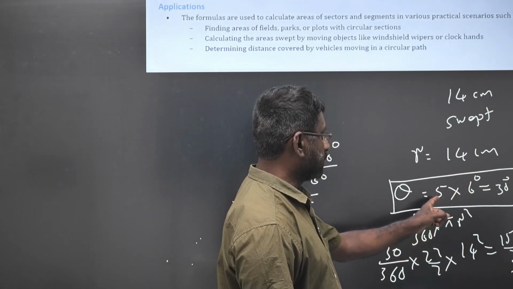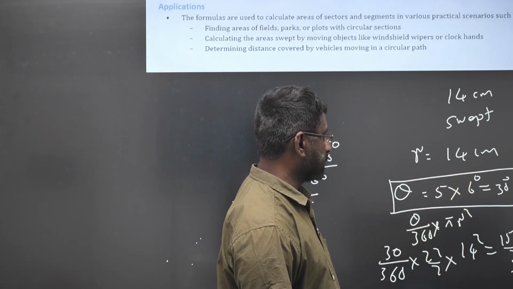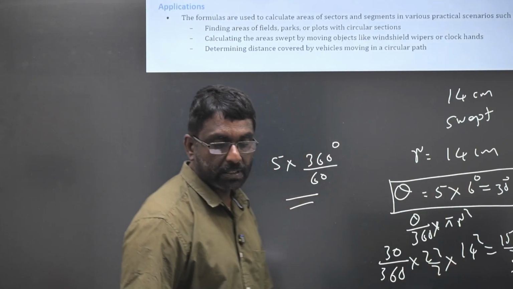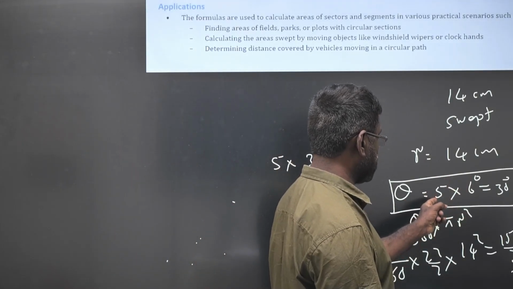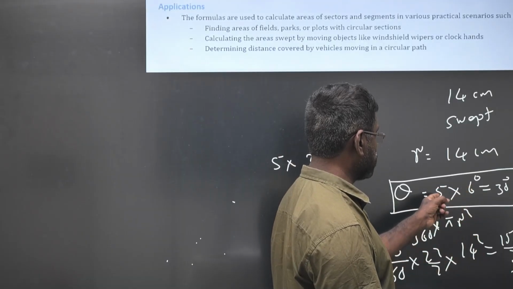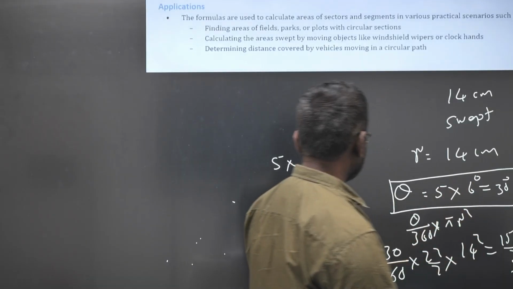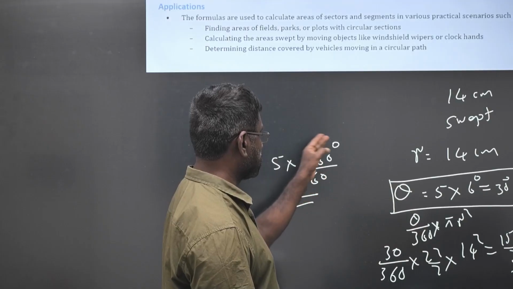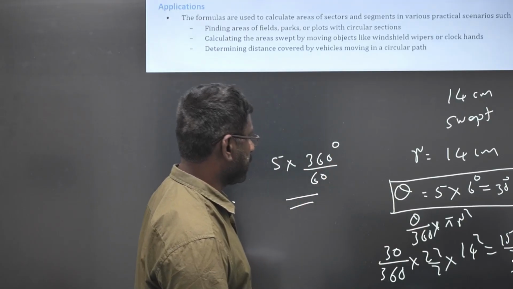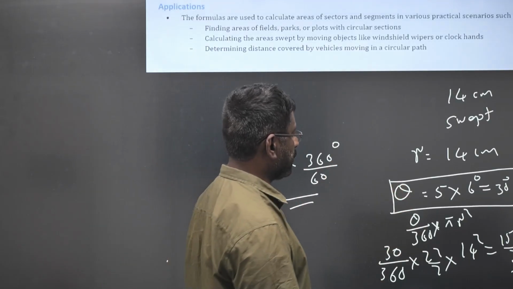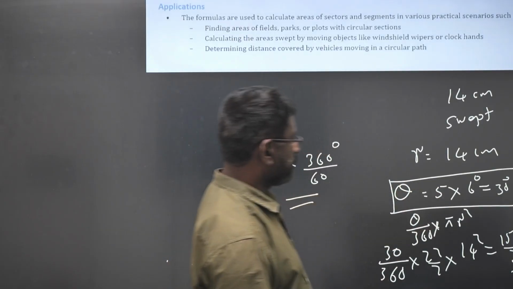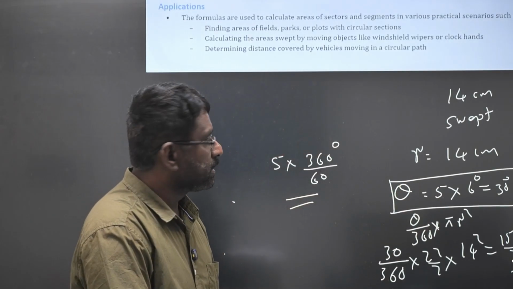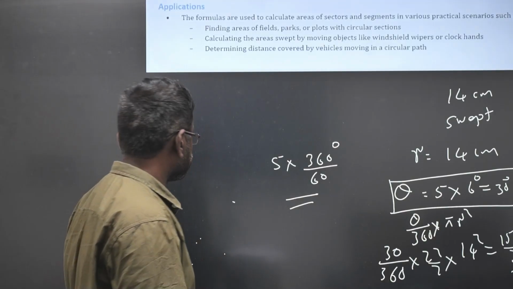If it is for 10 minutes, 10 into 6. If it is 3 minutes, 3 into 6 degree. If it is 4 minutes, 4 into 6 degree. How do we get 6 degree? Actually, it is 360 degree by 60. This is the formula for finding theta, when it is 5 minutes.